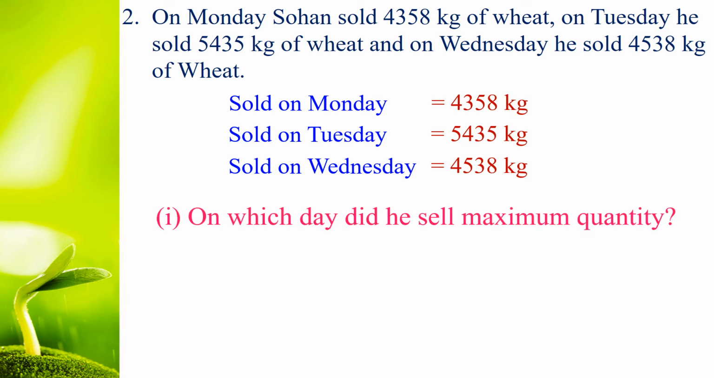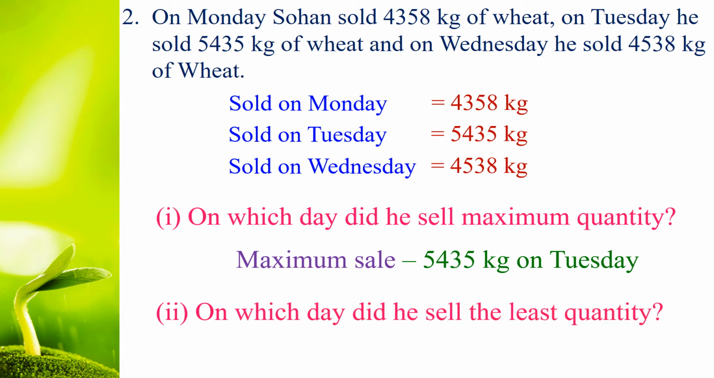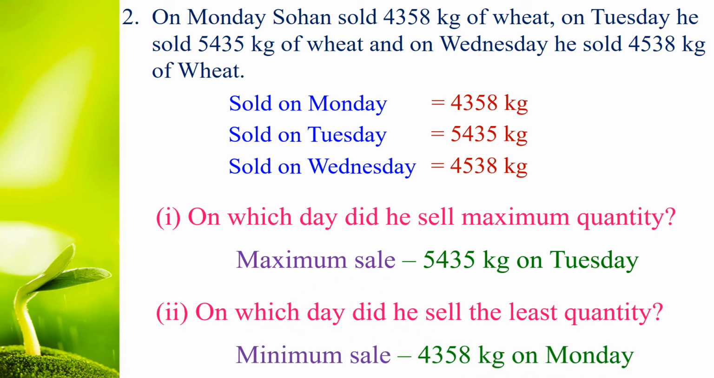The first question, on which day did he sell the maximum quantity? So the maximum sale is 5,435 kilogram on Tuesday. Second one, on which day did he sell the least quantity? That is, the minimum sale is 4,358 kilogram on Monday.